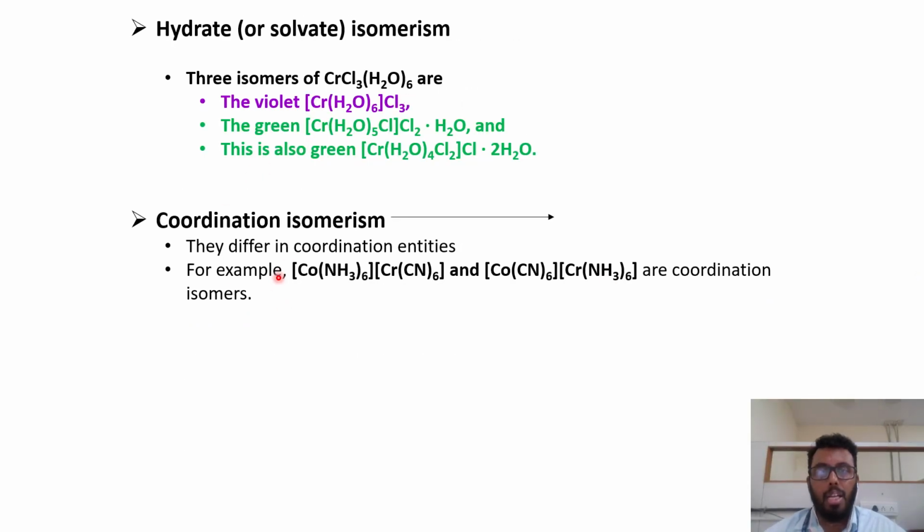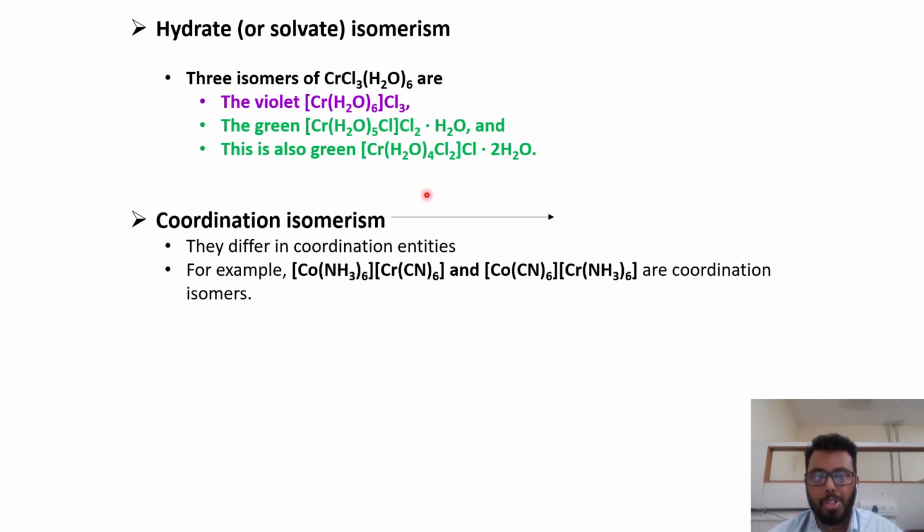Then let's see the second type, that is hydrate or solvate isomerism. Hydrate, from the name itself you can tell, means water molecules. So the number of water molecules present outside the coordination sphere will vary, and this leads to hydrate or solvate isomerism. Here are three isomers of chromium. I have given the same chromium as the previous case so that it will be easy for you to keep in mind. The first is [Cr(H2O)6]Cl3: the hexaaqua ligand is present, and Cl3 is the counter ion.